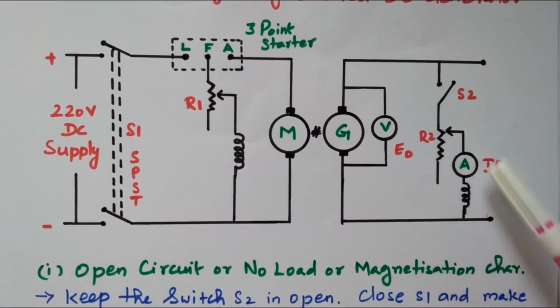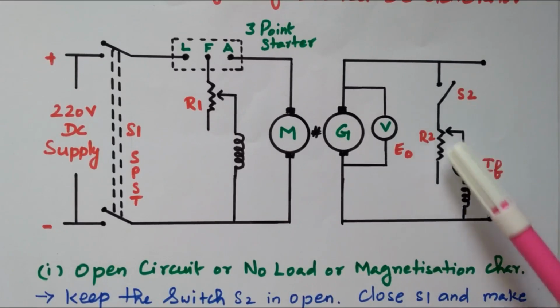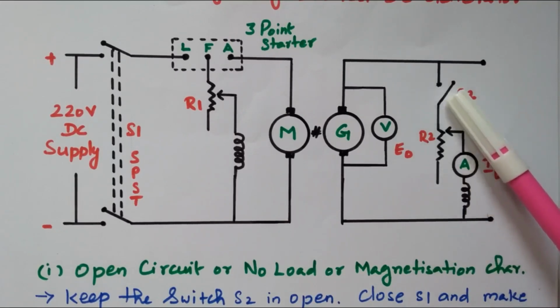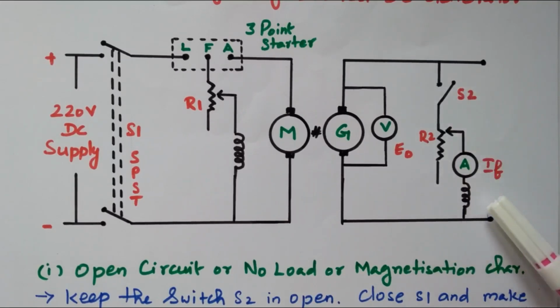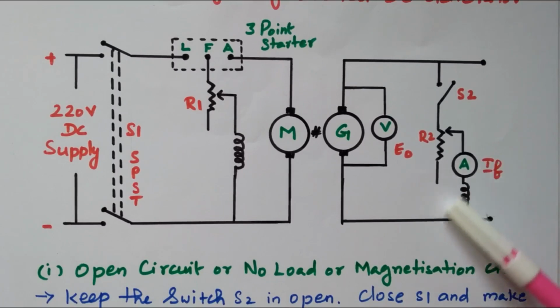At the time now the field current is 0. There is no field current because it is in an open condition. Field current is 0, but due to residual magnetism in the field winding, some magnetic field is created.